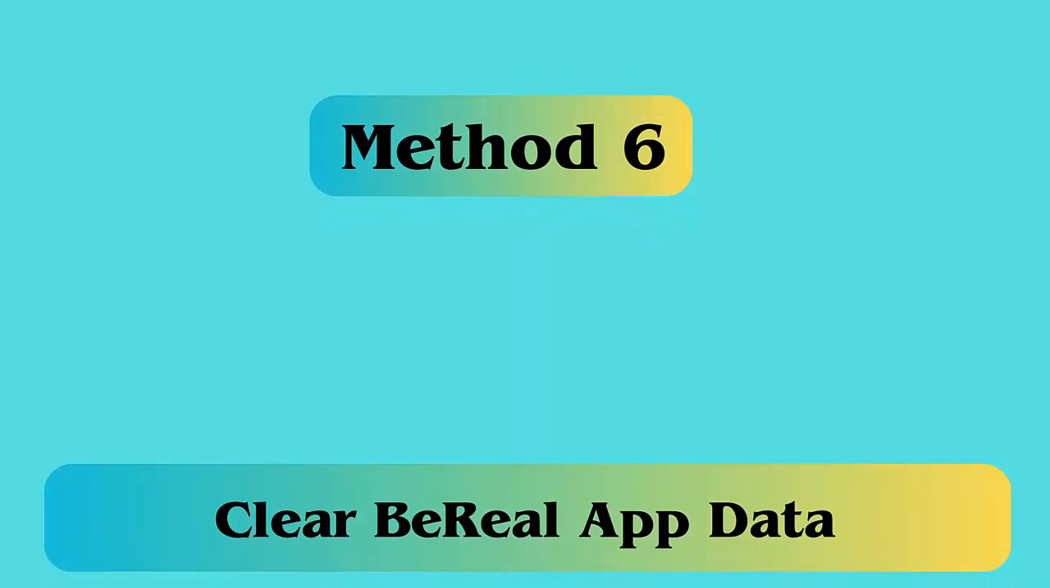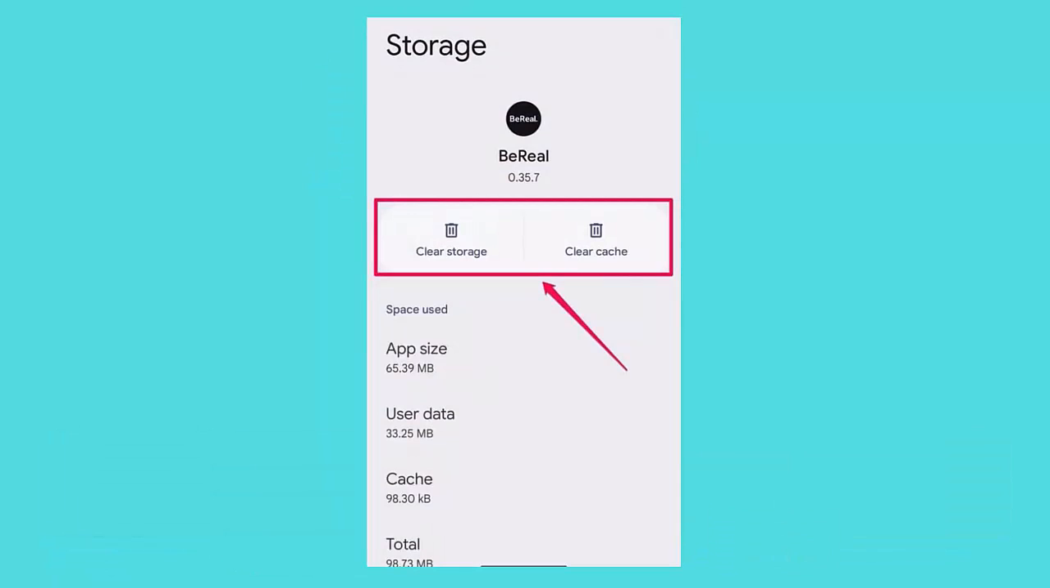Method 6. Clear BeReal app data. Here are the steps to follow. First, go to Settings on your device. Now, open Apps > See all apps and choose BeReal. Next, open Storage and Cache, tap Clear Data/Storage. After that, click on OK to confirm it.